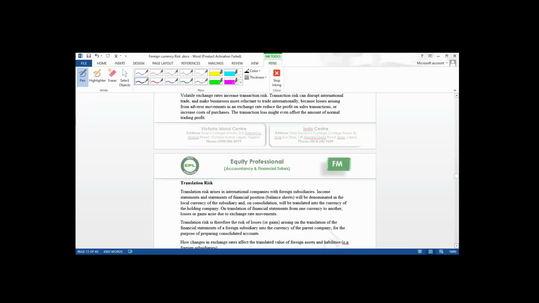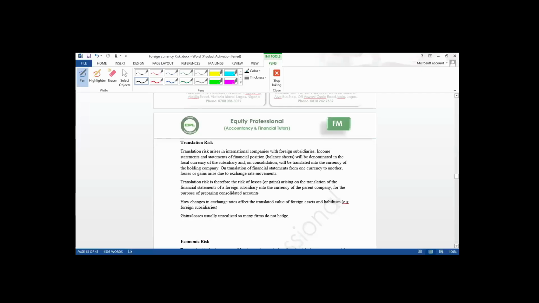Let us illustrate that briefly. We say translation risk is the risk of losses or gain arising on the translation of financial statements of a foreign subsidiary into the currency of the parent company, for the purpose of preparing consolidated accounts.